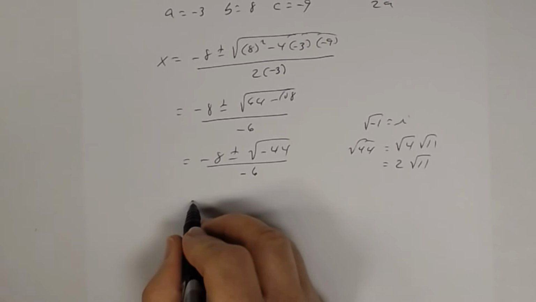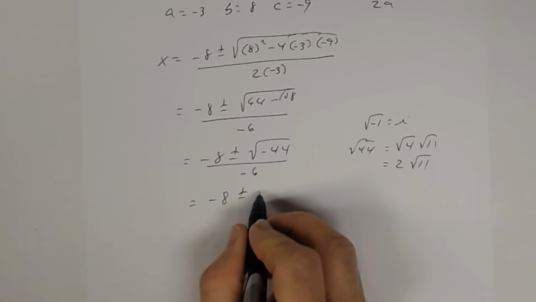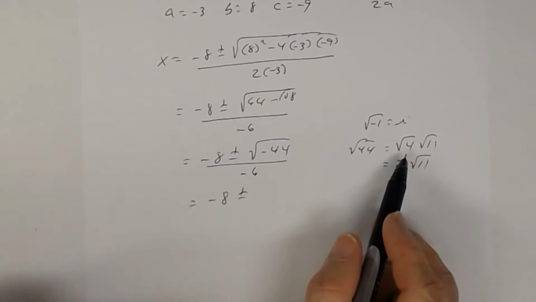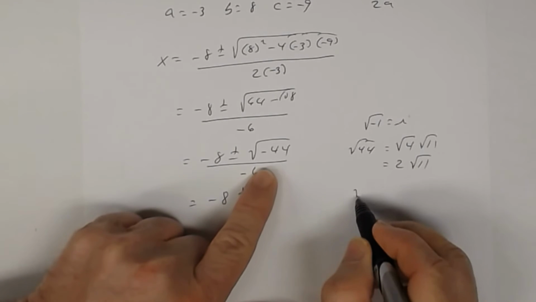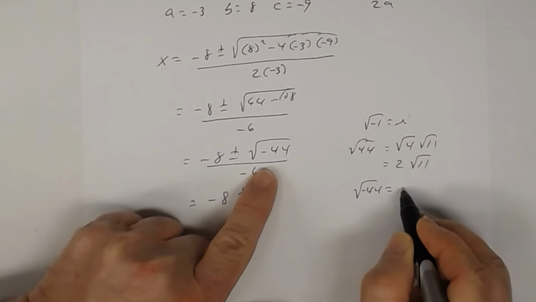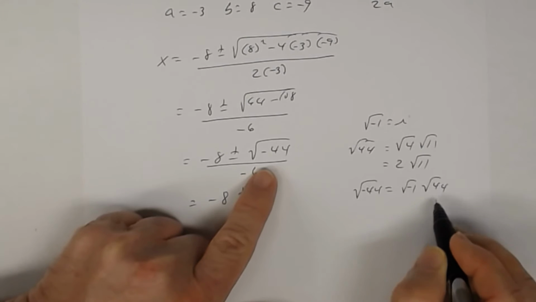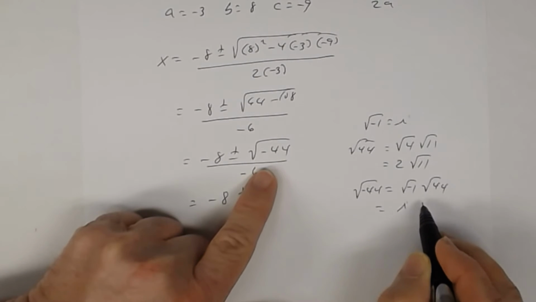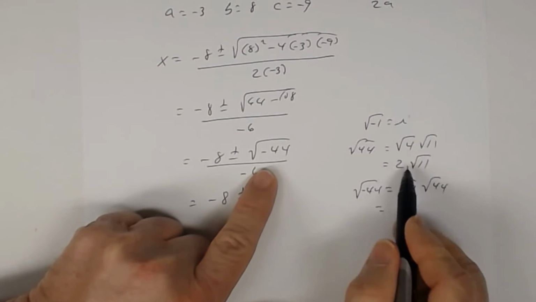So this becomes negative 8 plus or minus. Now be careful how you write this. So notice, see this square root of a negative 44? That's the square root of negative 1 times the square root of 44. So you get this i here. The square root of 44 is 2 square root of 11.